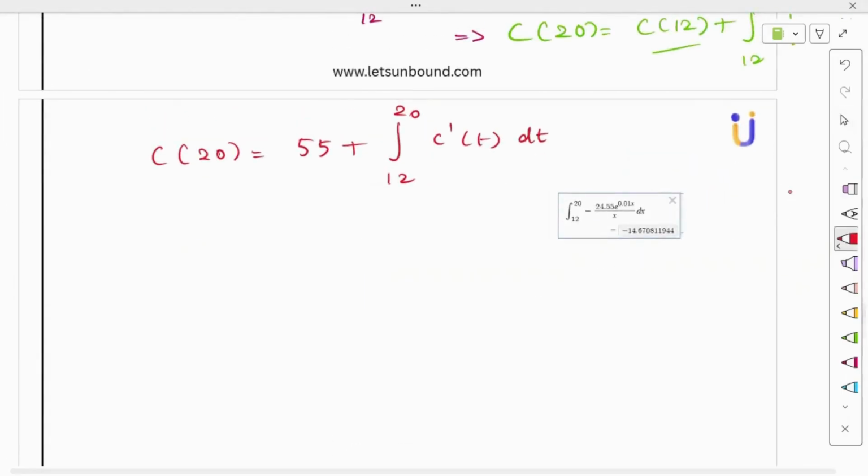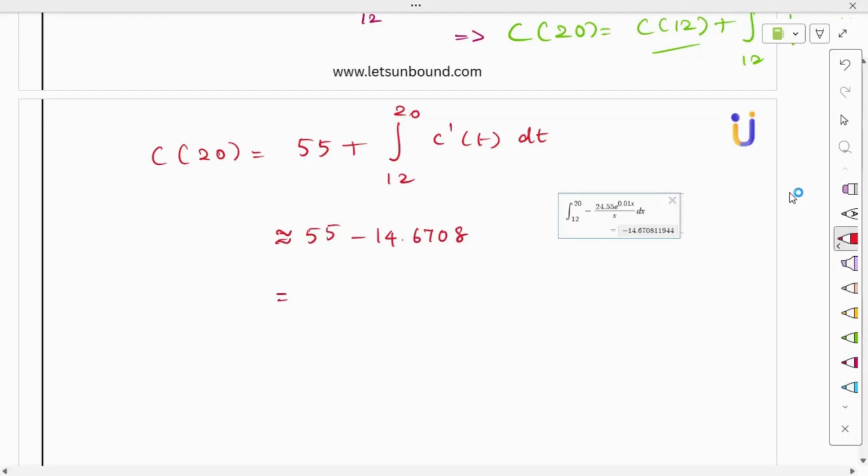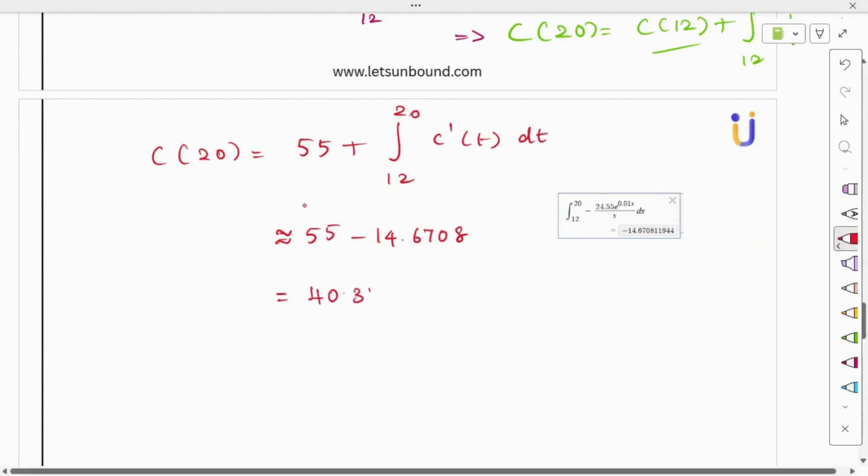Here we go. So we can apply this: 55 minus 14.6708 approximately. This will be equal to 55 minus 14.6708, which is 40.3292 approximately. So C(20) is approximately 40.3292.